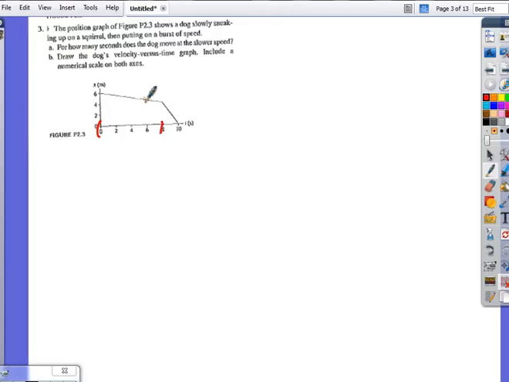We're looking at our slope. Remember, slope or speed, we don't care if it's positive or negative. This is a lower slope, lower speed. So the answer to A is how many seconds? For 8 seconds, it moves at a slower speed. B says draw the dog's velocity and time graph, include a numerical scale on both axes.